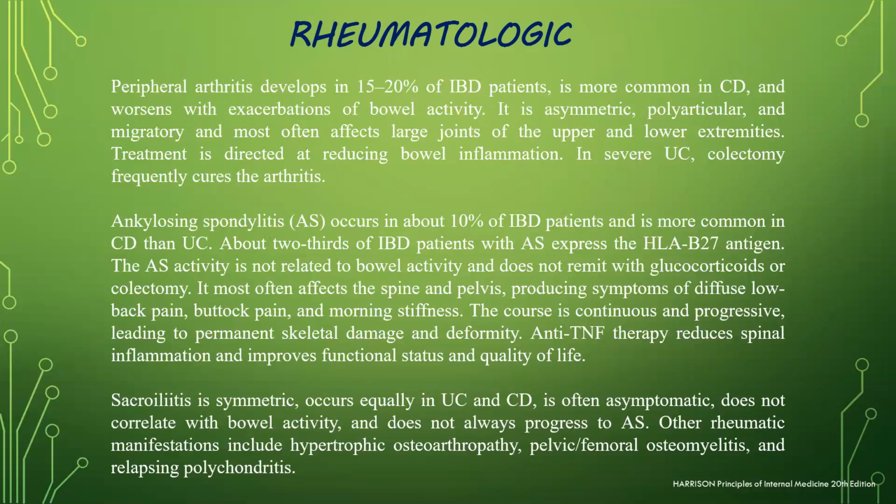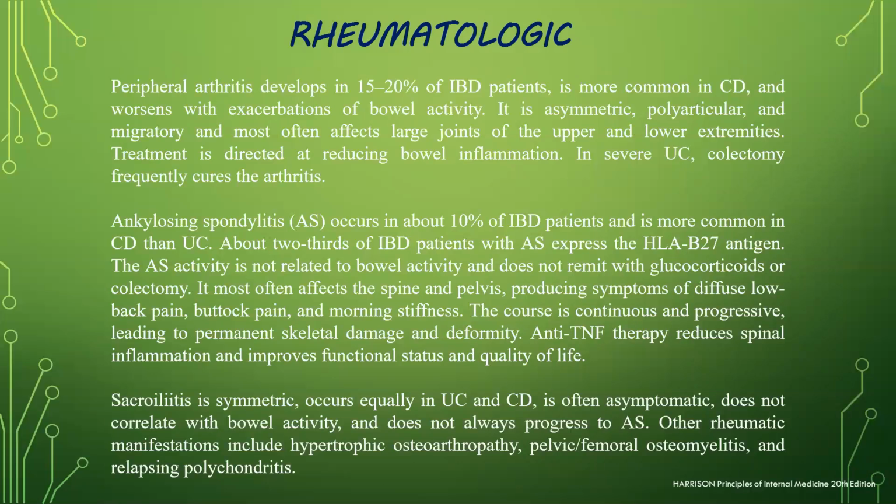Ankylosing spondylitis occurs in about 10% of patients with inflammatory bowel disease and is more common in Crohn's. About two-thirds of the patients with ankylosing spondylitis express HLA-B27 antigen, human leukocyte antigen B27. The activity of ankylosing spondylitis is not related to bowel activity and does not remit with glucocorticosteroids or colectomy. It most often affects the spine and pelvis, producing symptoms of diffuse low back pain, buttock pain, and morning stiffness. The course is continuous and progressive, leading to permanent skeletal damage and deformity.